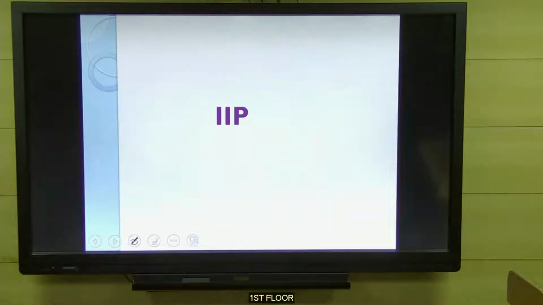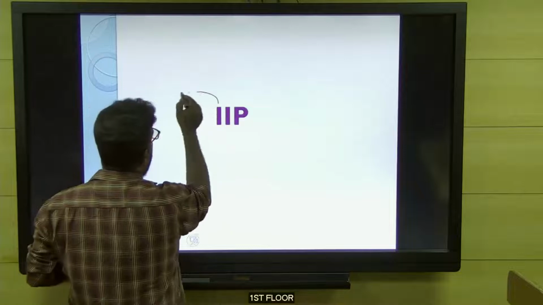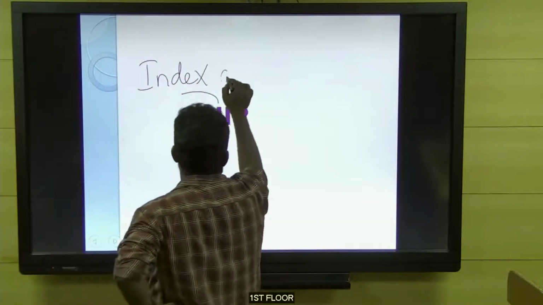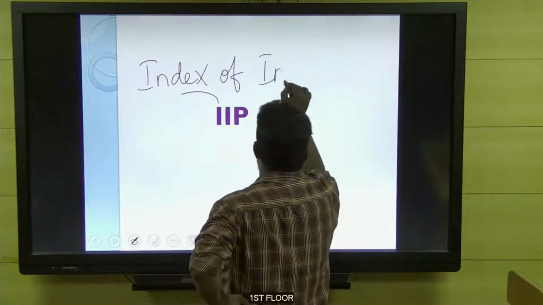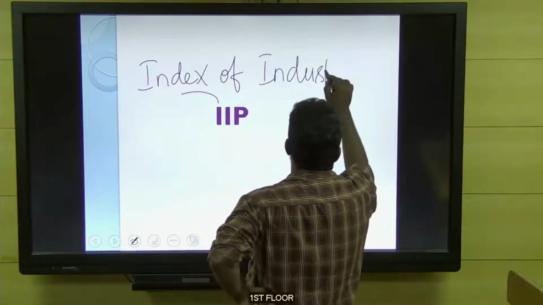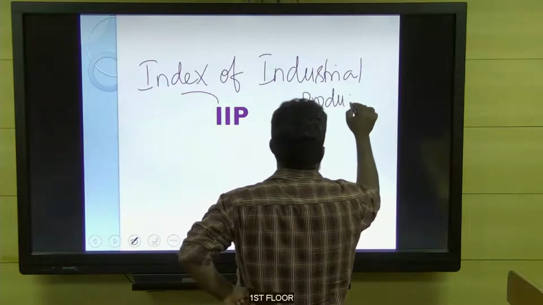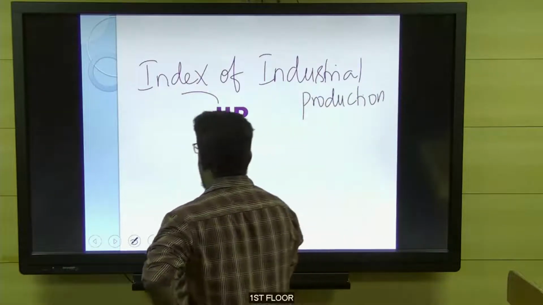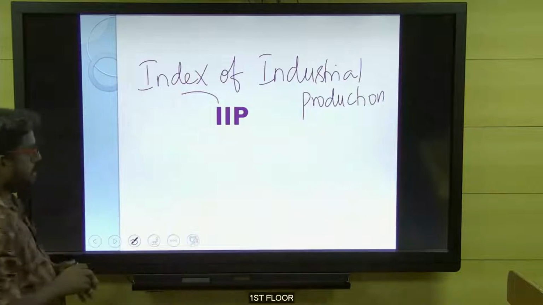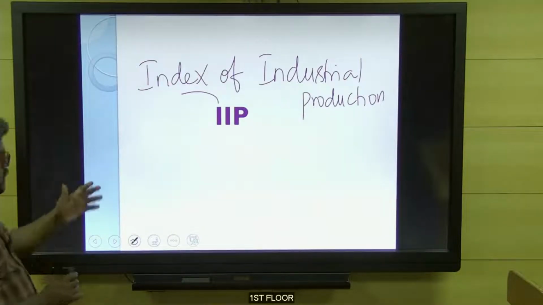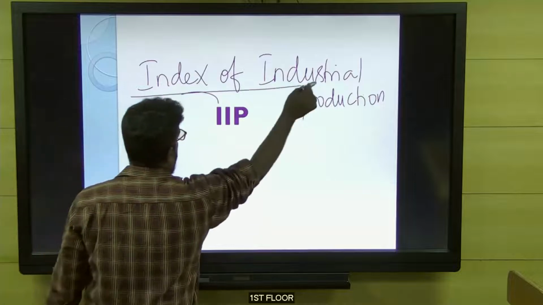IIP is very simple, students. IIP means Index of Industrial Production. So what does this mean? It is an average. Let me explain, then you can relate it to what we have in the slide. It is an index of industrial production.